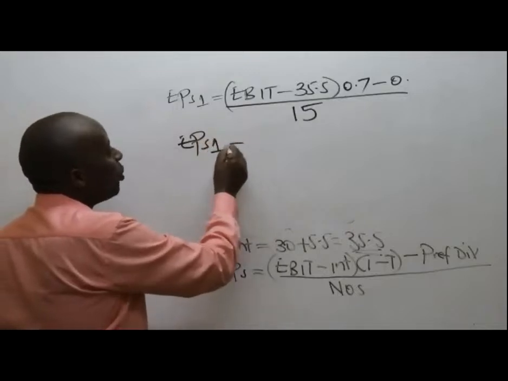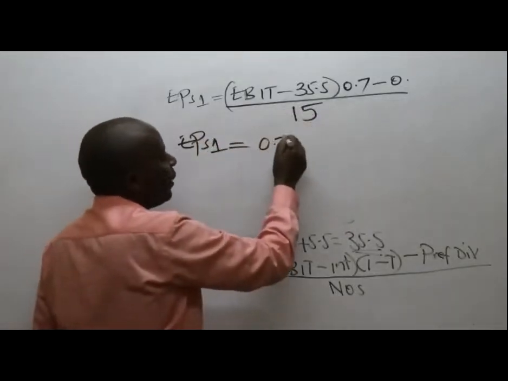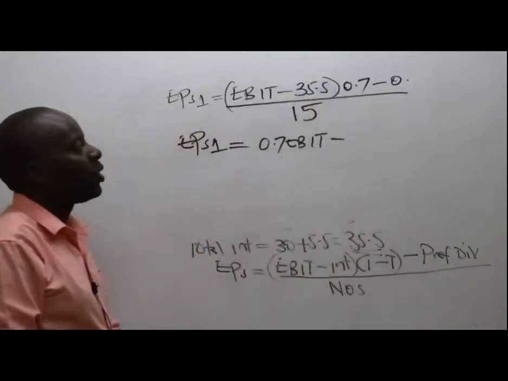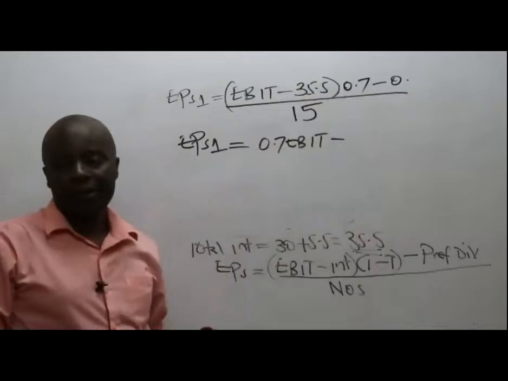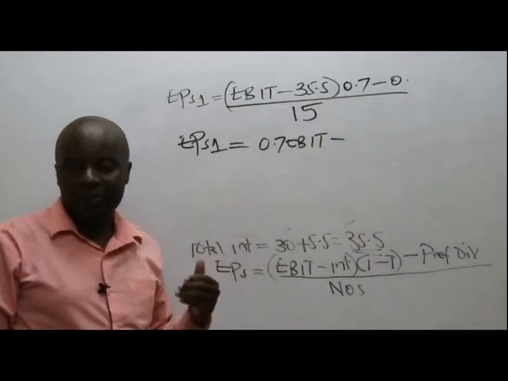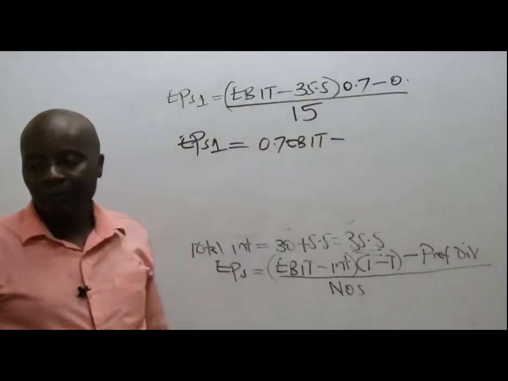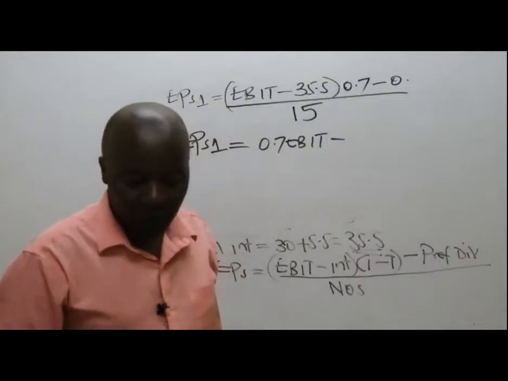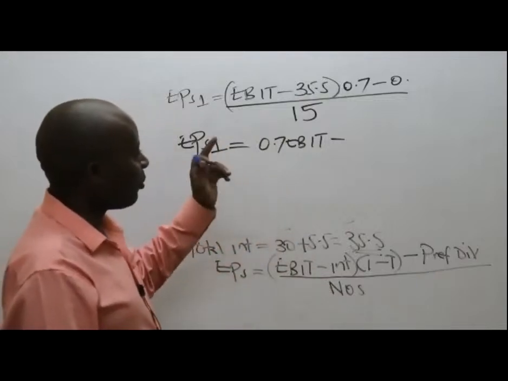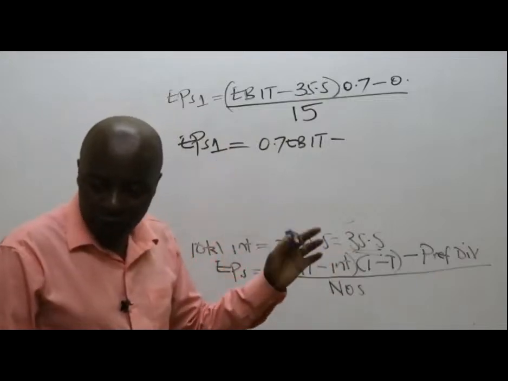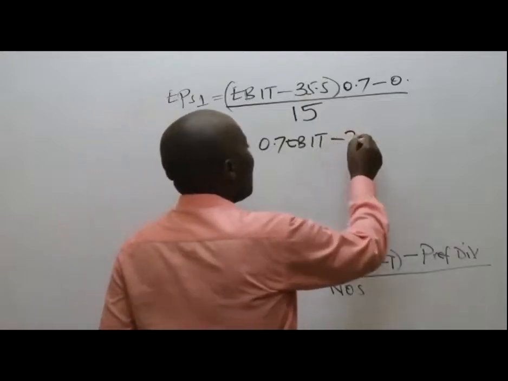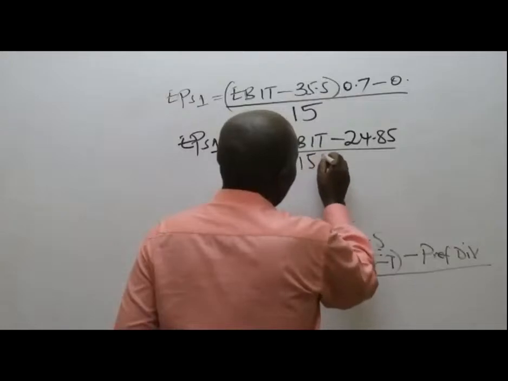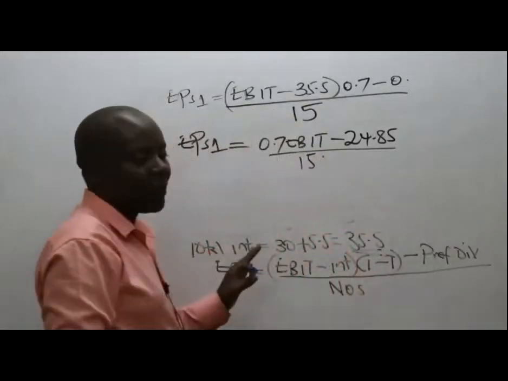Meaning that EPS for option 1 will be 0.7 EBIT minus, could you kindly multiply this for me? What is 35.5 times 0.7? Please give me this figure. Somewhat 24.85. So here we have 24.85, everything to be divided by 15.